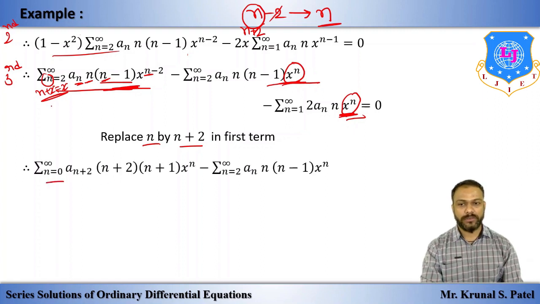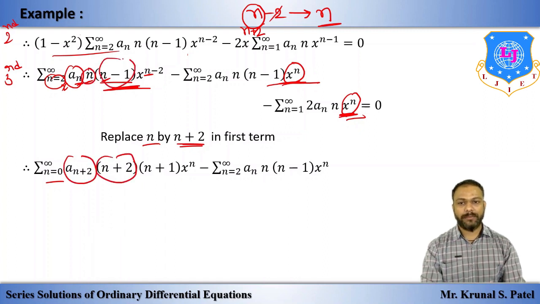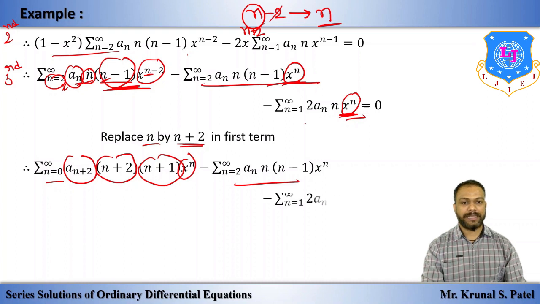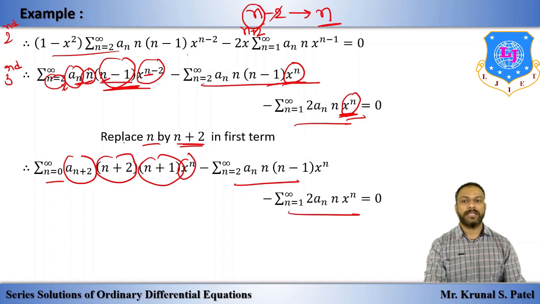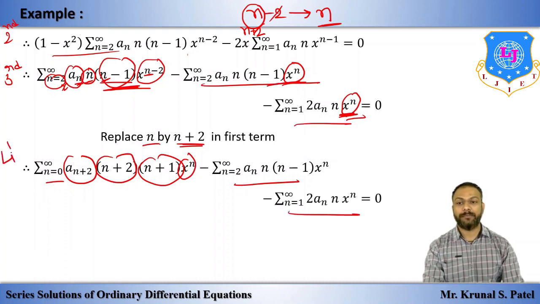n is equal to 0 becomes 0 because of n plus 2. This a_n becomes a_(n+2), this n becomes n plus 2, and this n minus 1 becomes n plus 1, and this x raised to n minus 2 becomes x raised to n. This step is as it is, and this step is also as it is. Okay, so this is our fourth step, make power of x equal.